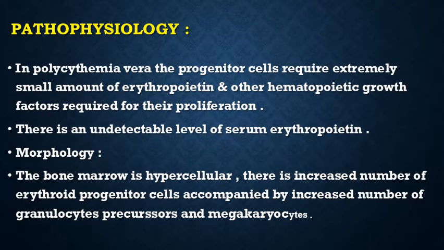The pathophysiology of polycythemia. In polycythemia rubra, the progenitor cells require an extremely small amount of erythropoietin and other hematopoietic growth factors, which are required for proliferation. So, the level of serum erythropoietin is undetectable, normal or slightly increased. The bone marrow is hypercellular. There is an increase in the number of erythroid progenitor cells, accompanied by an increase in the number of granulocytic precursors and megakaryocytes.